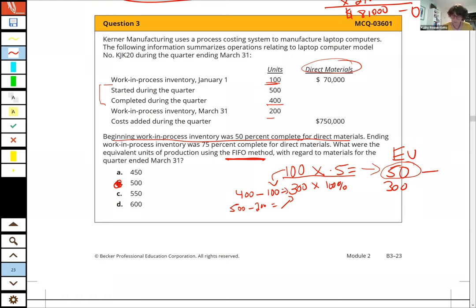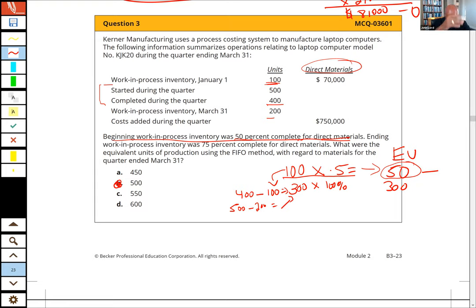Oh, wait a minute. This is FIFO. We give ourselves credit for the work that we did this period. We were 50% complete for materials, which means we did 50% this period, right? I thought you don't give yourself materials credit because in the example, they didn't give themselves material credit. That's because they told us materials were already done. If they tell you the materials are added at the beginning of the process, 100% complete as materials, then the assumption is no work was done this period, right? Okay. So that's why they did that this time.